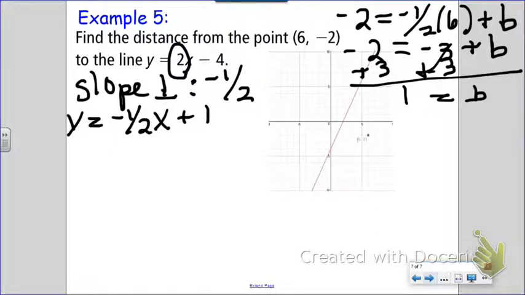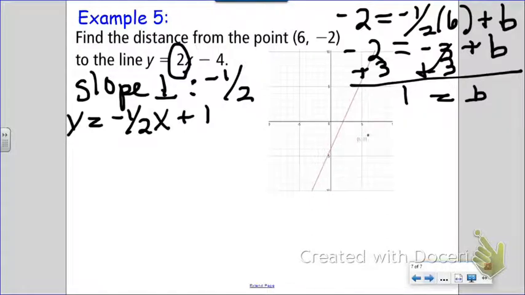Next, I want to find the intersection of the lines to figure out where that point is. Then I'll be able to use my point and the other point to get the distance using the distance formula. A couple steps here in solving total. So with my new equation and this equation, I want to find where those lines intersect. To do that, I'm going to solve and replace.